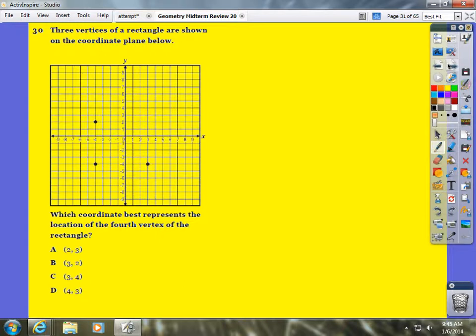Okay, the 3 vertices of a rectangle are shown. Well, just by looking at it, you know that it has to be here because it has to be perpendicular to this one and this one. Okay, so that is point, well, let's see, 1, 2, 3, 1, 2. So it's point 3, 2, which is B.